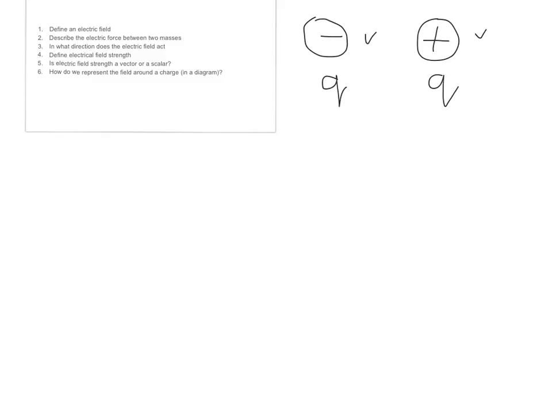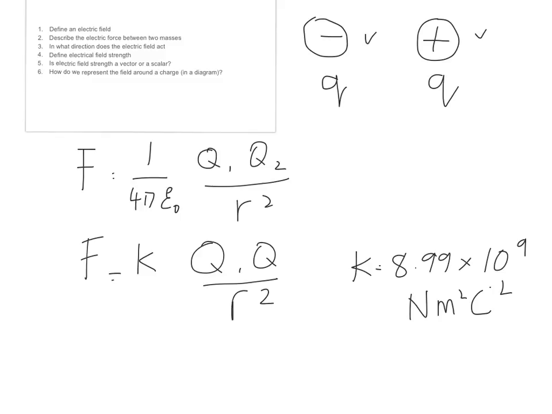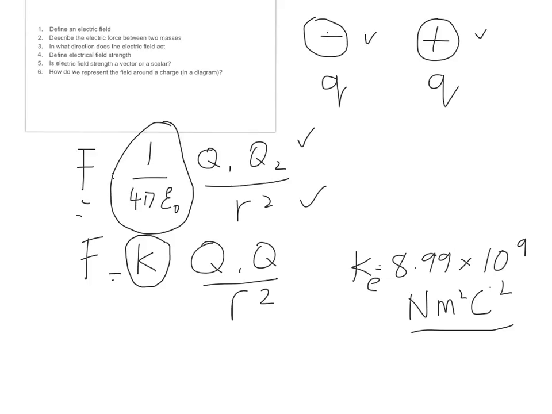To find the actual value of this electric force, you would use Coulomb's law. Coulomb's law states that the force is proportional to the product of the charges, and inversely proportional to the distance from the centre of the charge squared. The constant of proportionality is 1 over 4 pi epsilon naught, which we can simplify now to be the Coulomb constant, Ke, which is equal to 8.99 times 10 to the 9 newton meter squared coulombs to the minus 2.